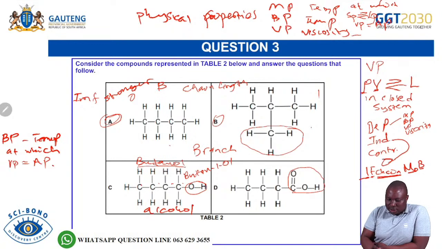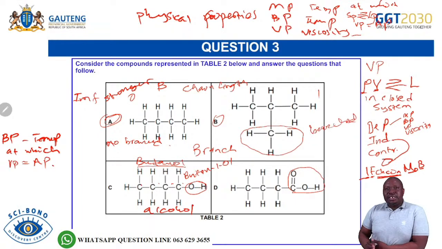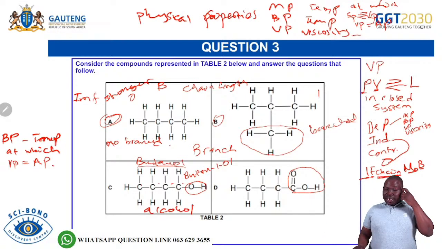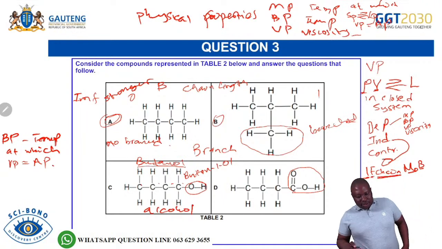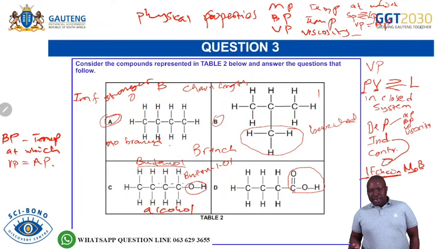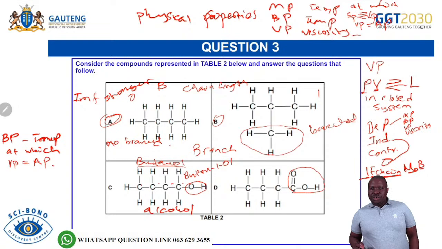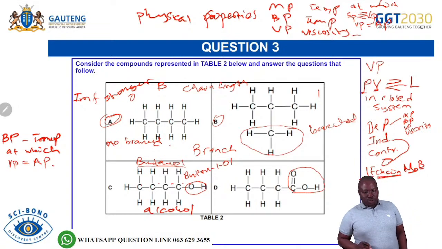Why? Because A has no branch, so it's not branched, but B is branched. As the number of branches increases, the strength of intermolecular force decreases. So you have to understand that here we are referring to branching. You can as well say this one is not branched, the other one is branched, or this one has a longer chain length, the other has a shorter chain length. But in terms of the molecular mass, don't forget the molecular mass would be the same.